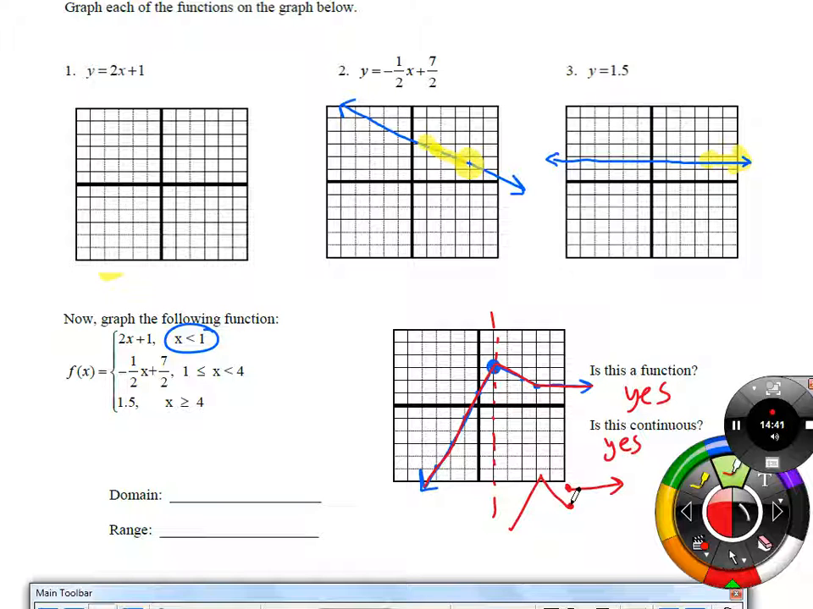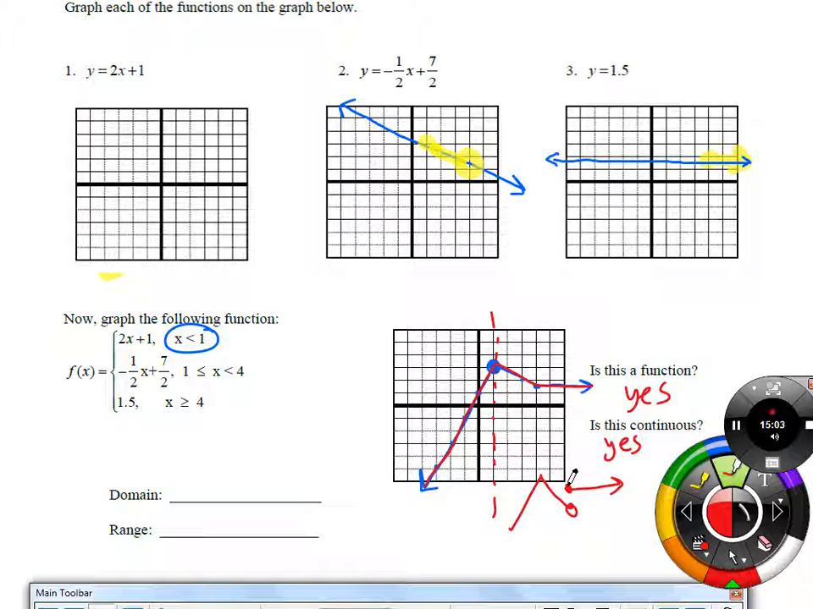But if one of these endpoints is open and the other one is closed, even though it appears on your graph that you have 2 points at that x value, this one doesn't have a y value that goes with that x value, but this one does, so it could still be a function. So things can be discontinuous and still be functions. You have to pay close attention to the endpoints. Okay? Good question. All right, domain.